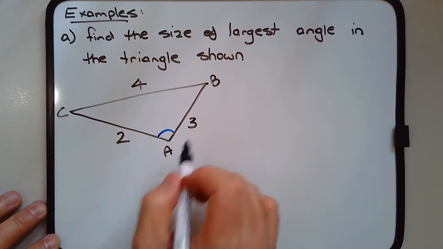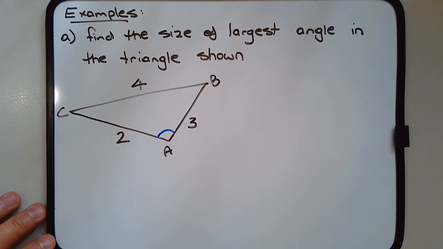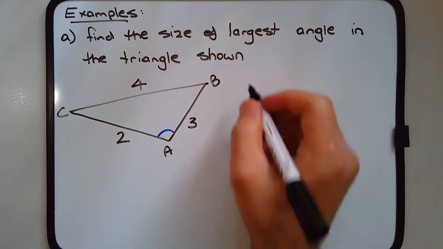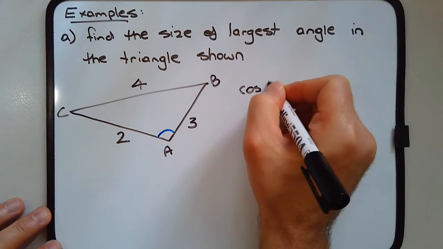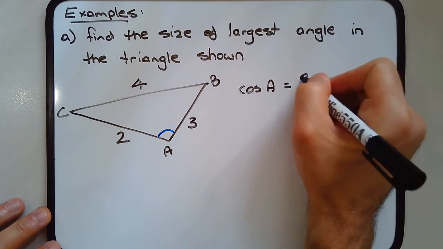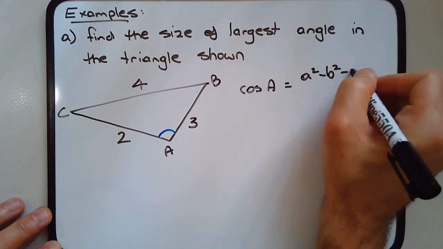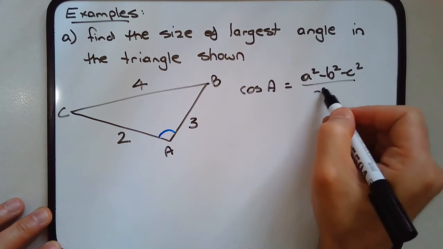We have three known sides, but an unknown angle, so let's use the cosine rule for angles. You can either just use the formula directly if it's given to you in a formula sheet, or you can rearrange the cosine rule, or if you happen to know it, you can just use it directly. So cos of A is equal to A squared minus B squared minus C squared over negative 2BC.